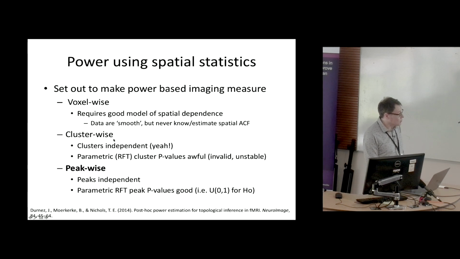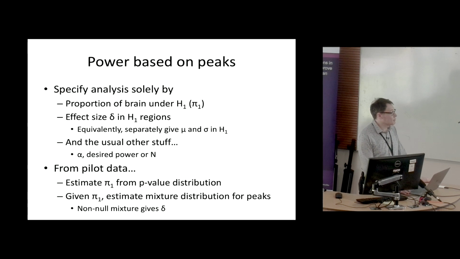The nice thing that's beautiful about peak results is that the peaks are roughly independent. So even though we use knowledge of the smoothness to figure out what their distribution should be, each individual peak can be treated as an independent random variable, and that really simplifies the analysis.